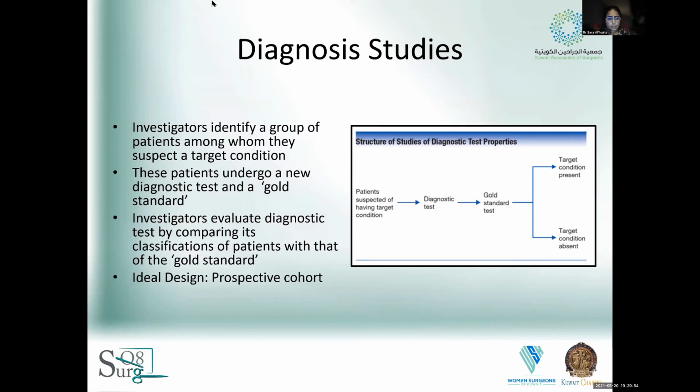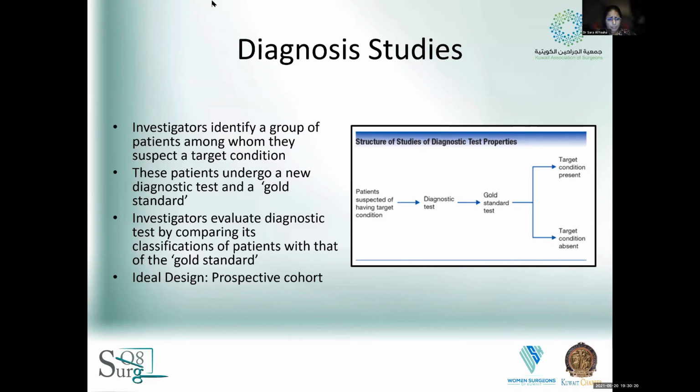Next are diagnostic studies. In the study, investigators identify a group of patients in whom they suspect a target condition. The patients have the new test, and then they have the gold standard test, and basically you're comparing the new test to the old test. Then you're able to classify patients to see how good your new test is. Again, this is sort of a prospective cohort.